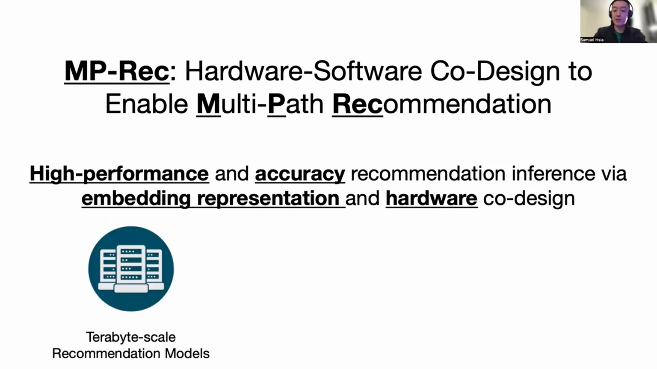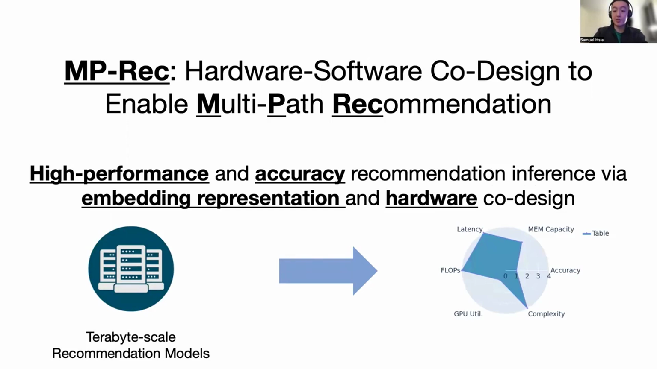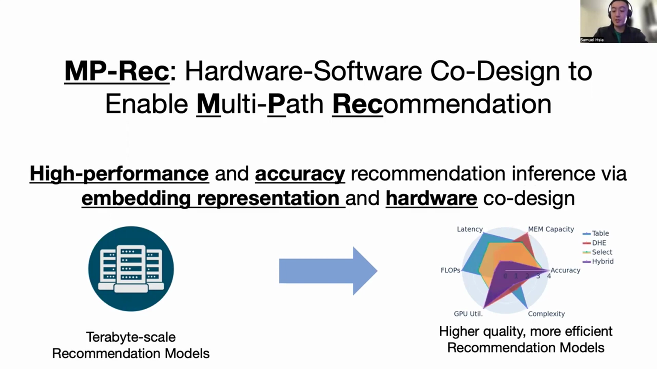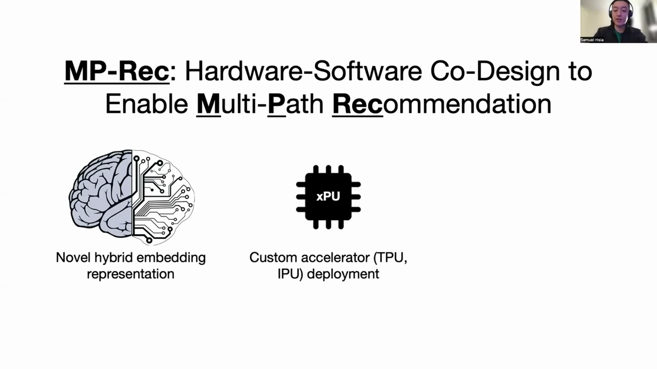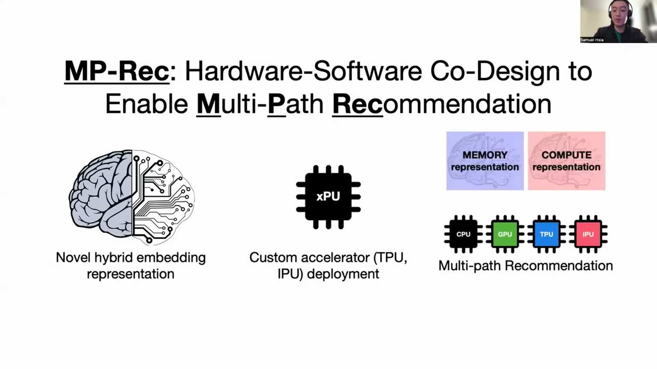For example, when we take a state-of-the-art recommendation model that uses embedding tables, we get fixed algorithmic and systems characteristics. However, when we consider other representations, we get to explore a wider range of trade-offs. To fully exploit this trade-off space, we first propose a new hybrid representation that uses both memory and compute resources to generate high-quality embeddings. Second, to better exploit the different systems requirements of different representations, we evaluate the accelerator compatibility of GPUs, TPUs, and IPUs. Finally, we propose multi-path recommendation execution that considers heterogeneity at the representation and hardware levels.